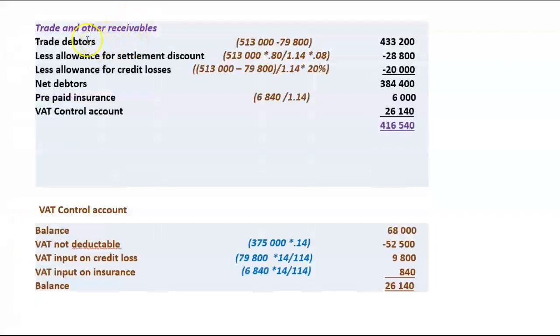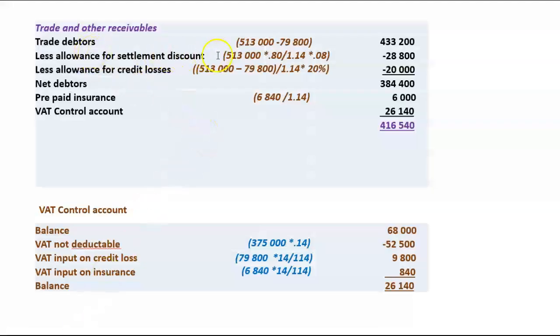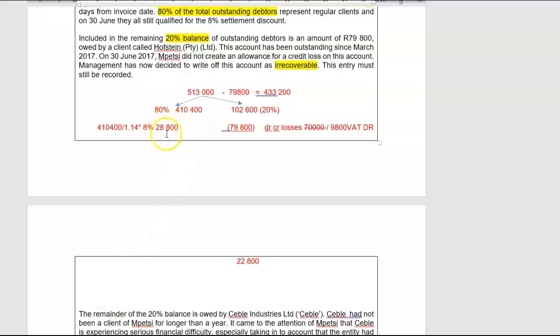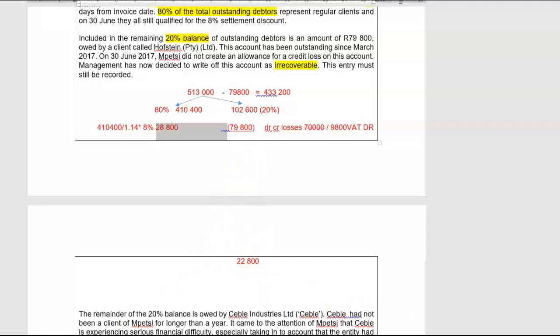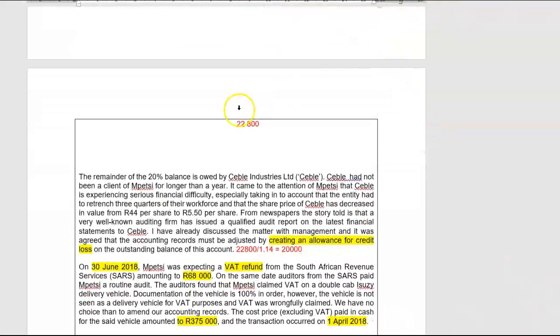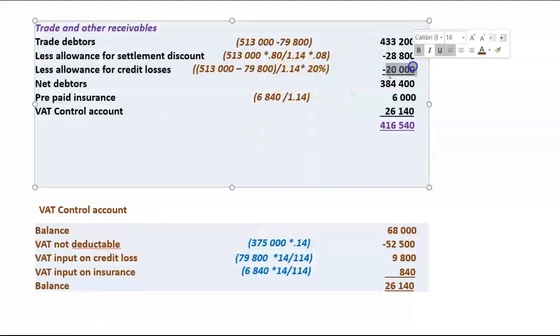Trade and other receivables. Our trade debtors is going to be 433,200. Then we're going to have less allowance for settlement discount amount, 28,800. There it was, 28,800. Then we're going to have our allowance for credit losses, 20,000. And there we've worked out our allowance for credit losses here. It was the outstanding amount belonging to Cable divided by 1.14 equals 20,000 Rand, which is that 20,000 Rand there.